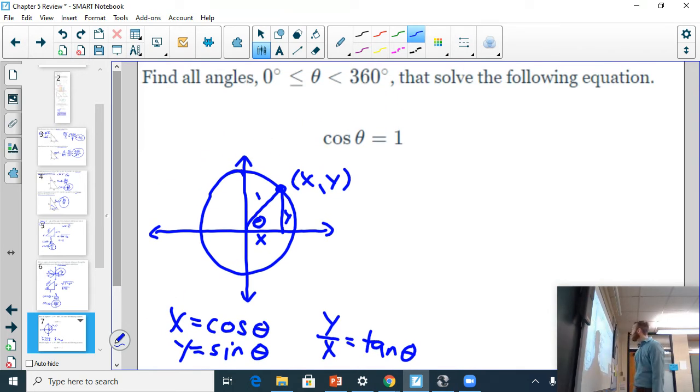Now, cosine of theta equals 1. That's essentially asking where is this x value equal to 1? Well, only in one spot, right? Right here. That's the only place where x would be 1, right? Here it's negative 1, here it's 0, and here it's 0. So the only place is going to be right here, which that angle is 0 degrees, right? And that's our only answer. A lot of times we have 2 answers, but in this specific case, it's only 0.